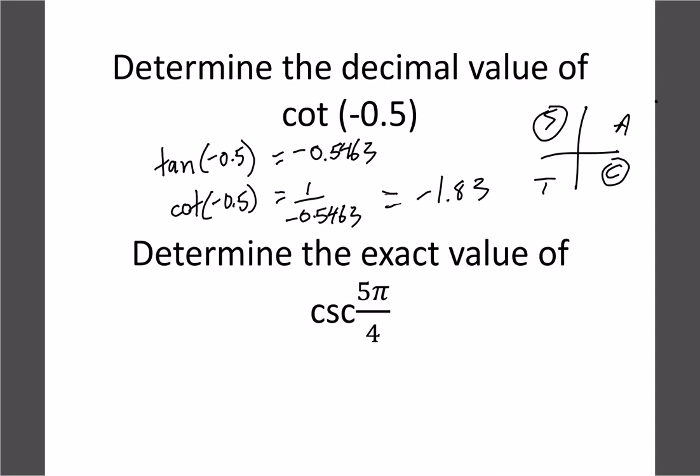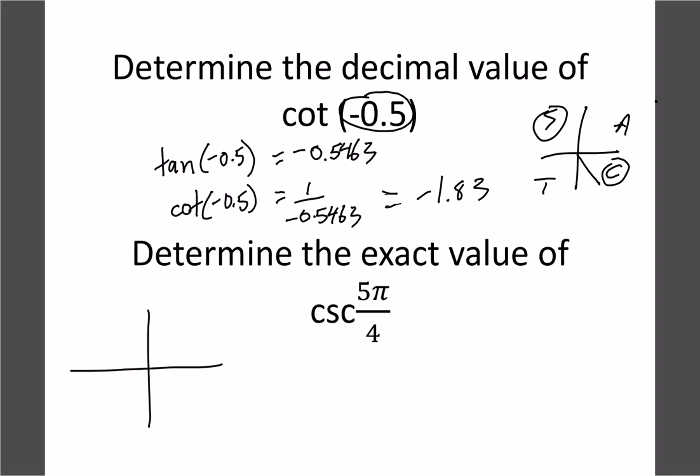Okay, so let's do another one where we want to do the exact values. So cosecant of 5 pi by 4. Actually, let's go back to the last one. We know the angle was negative a half radians. So half a radian would be somewhere in this quadrant. So we know it's in quadrant 4. So that's if we were trying to figure out that. Anyway, let's go to this one.